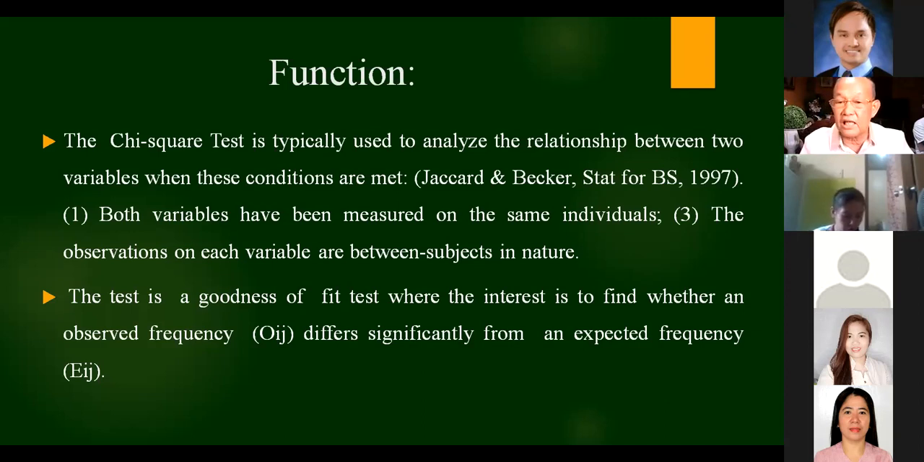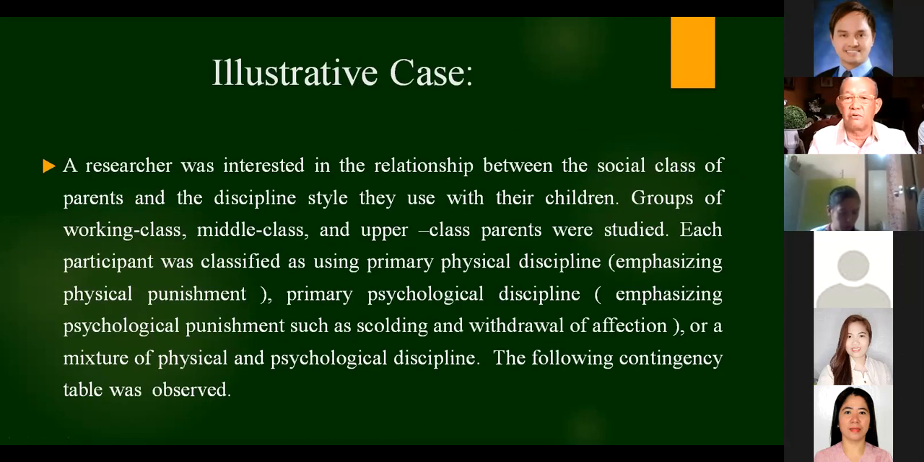Okay, this is the correlation coefficient that we missed to finish last time, so this is what we're going to discuss. Just to summarize, the chi-square test is used when the researcher is analyzing two variables that have been measured on the same individuals, or observations on each variable are between subjects in nature. Or simply, you would like to compare a set of data drawn from the respondents to a set of expected frequencies. That's when you use the chi-square test. Maybe you will have a better understanding of the chi-square if I give you an example.